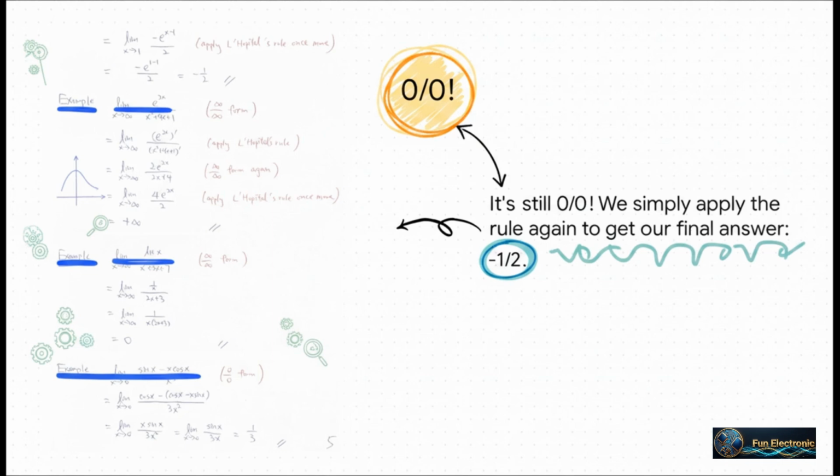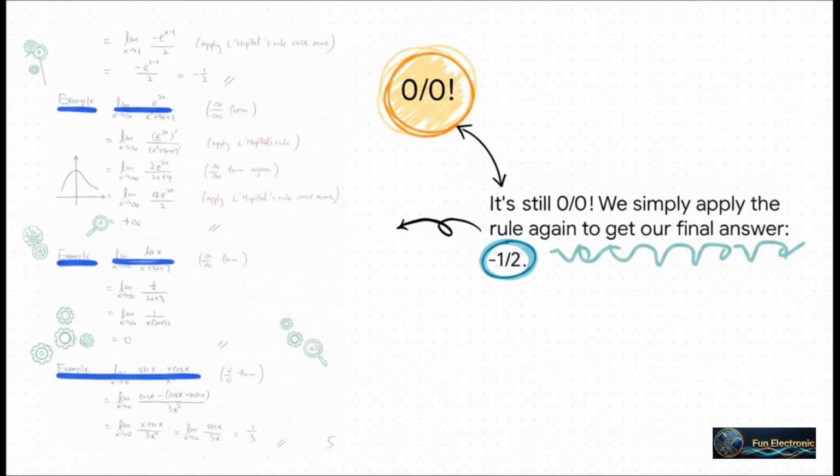It just means we apply the rule a second time. So let's differentiate again. The derivative of our new top is just negative e to the x minus 1, and the derivative of the bottom is just 2. Now let's try the limit. As x goes to 1, the top becomes negative e to the 0, which is negative 1. The bottom is just 2, and there it is, our answer, negative 1/2.